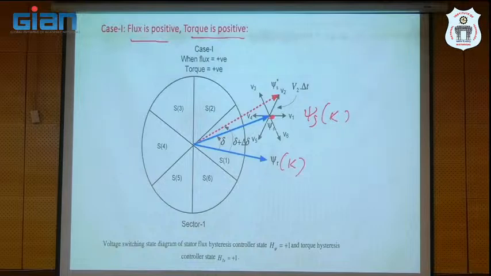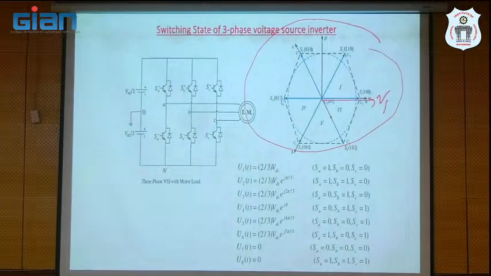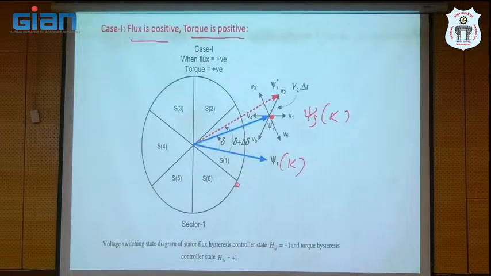Now the question is, why are we starting the sector number from here? If you take the inverter switching states, where is the position of V1? This is the position of V1. This is the position of V2. Our vector V1 is in phase with the x-axis. But in DTC, why are we not taking the sector number from 0 degrees? Any reason? You got my point? What is my question? We are not calculating the sector number from 0 degrees onward.